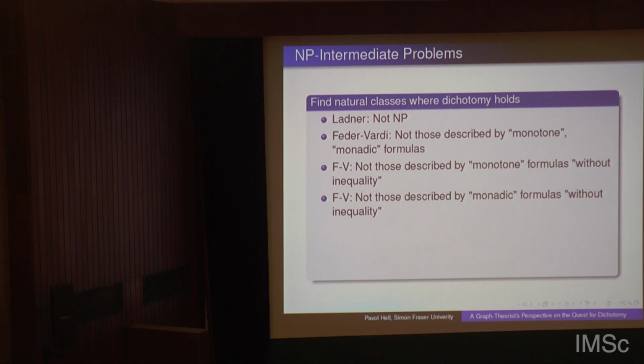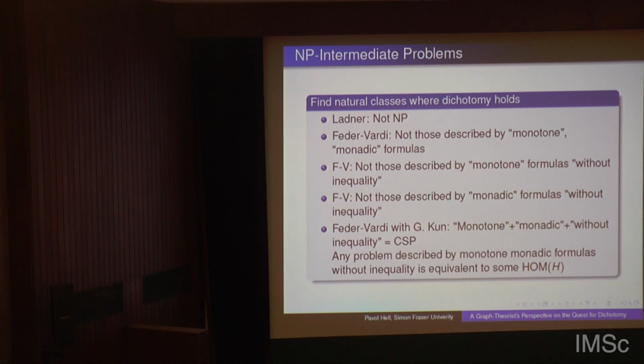And Feder and Vardi took this up and added 3 adjectives. I'm not going to define what they mean, but okay, A, B, and C. And they proved that if you describe a logic class by formulas that are A and B, then there are still intermediate problems in that class. If you take the class that are formulas, this is a subclass of NP, right? Those that have B and C, there are still intermediate problems. If you take A and C, there are still intermediate problems. But if you take A, B, and C, you get precisely the class of problems that are described by CSPs. So for any formula that uses monotone, monadic, and without inequality formulas, there is a structure H, so that those structures that satisfy the formula are precisely the structures that are yes answers to the CSP.